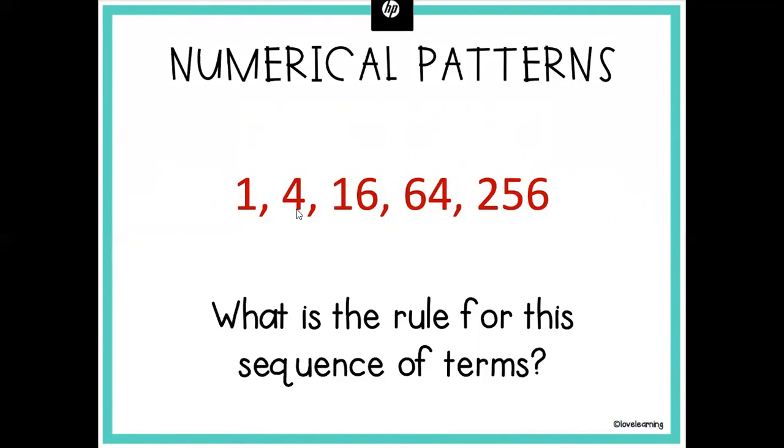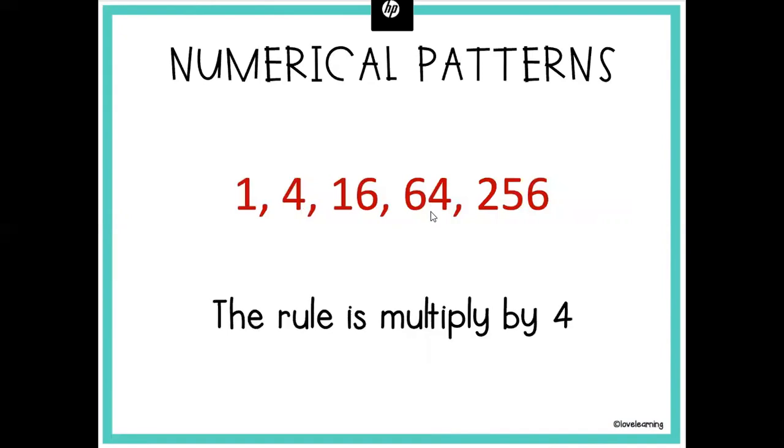Well, 4 times 1 equals 4. Does that work for the next term? 4 times 4 equals 16. Does it work for the next term? 16 times 4 equals 64. I think we found our rule. Does 64 times 4 equal 256? It sure does. The rule is to multiply by 4. So each time that we multiply the term by 4, we get the following term to create this sequence.